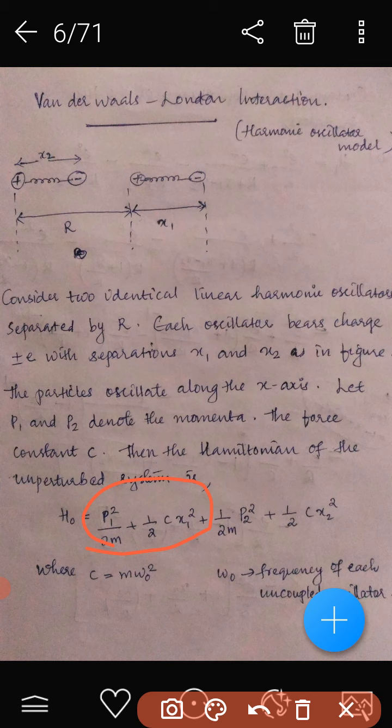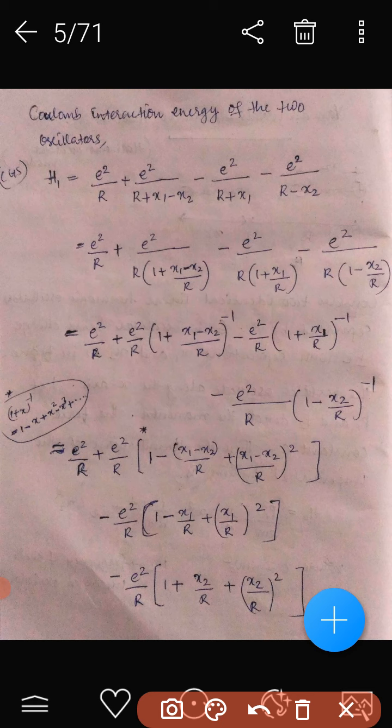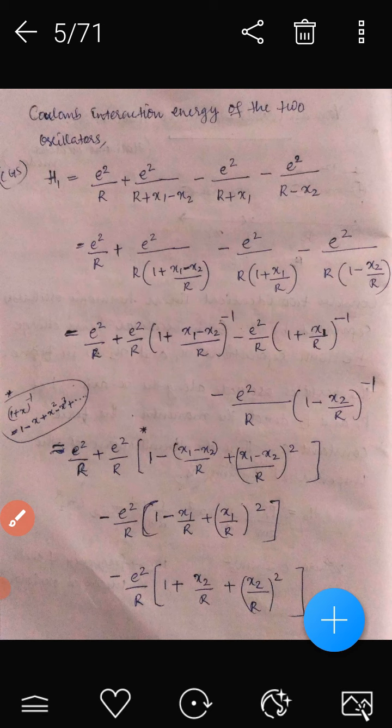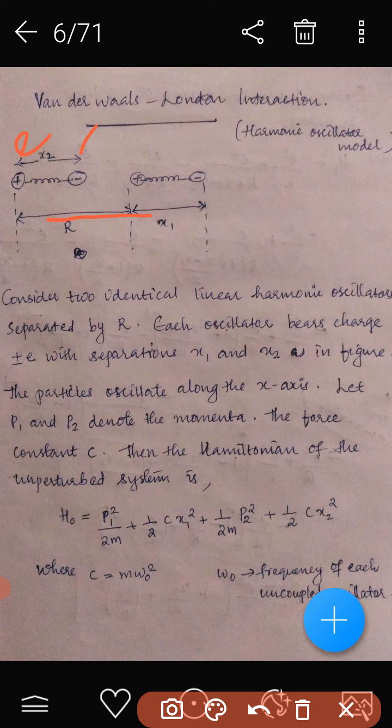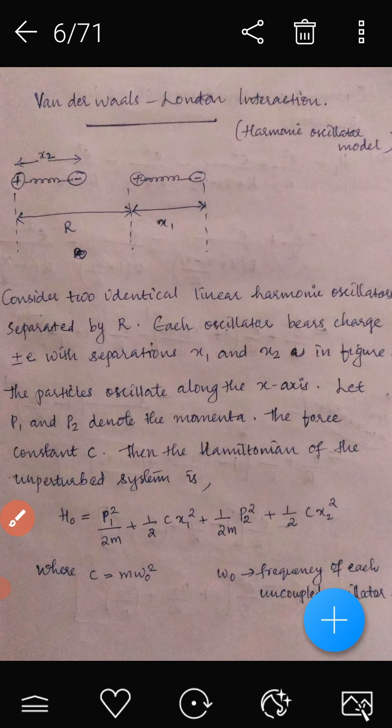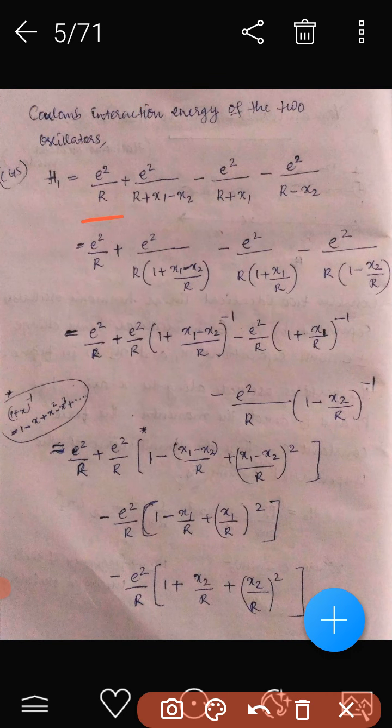Now the Coulomb interaction energy of the two oscillators in CGS system, that is H1, is equal to, we know that 1 by 4 pi epsilon 0 q1 q2 by r, where I skip the term 1 by 4 pi epsilon 0 here, and the first term is e square by r, that is plus e and plus e, so plus and plus, and the distance is r. That's why e square by r.